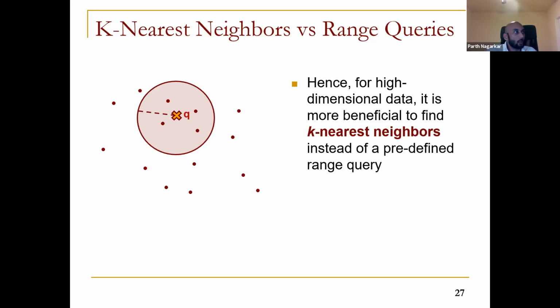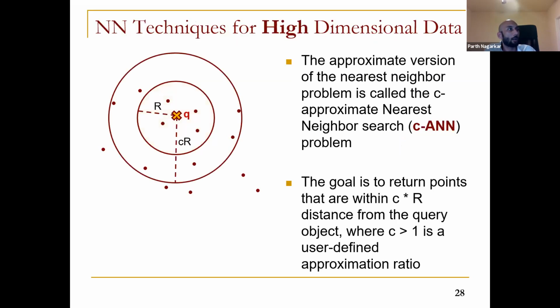From here on, I will explain these techniques that deal with the k nearest neighbor problem, abbreviated as KNN. Again, sometimes approximate results are more beneficial because of the trade-off between accuracy and performance.